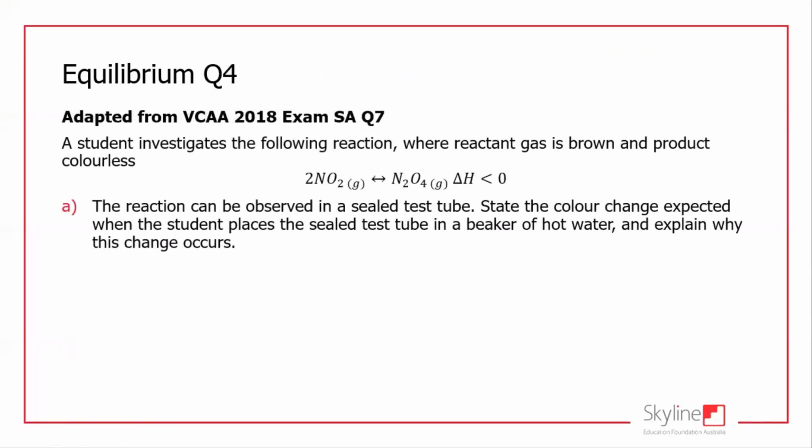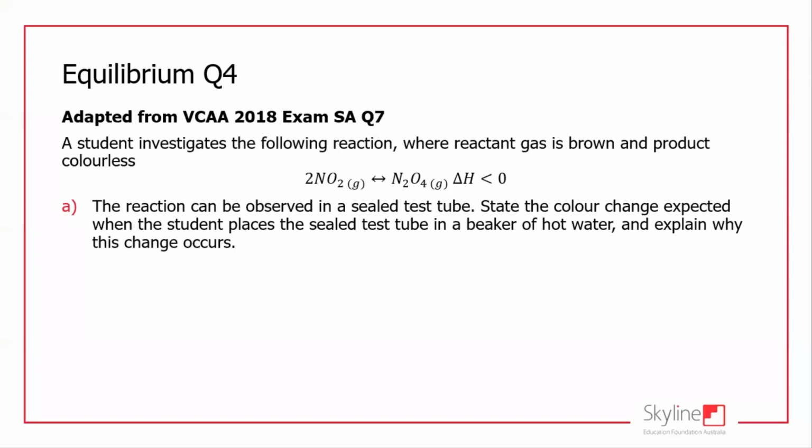Okay, I'm just going to do a quick run through this equilibrium question before we move on to our Q&A, a bit of a break. A student investigates the following reaction where a reactant gas is brown and the product is colorless. The reaction can be observed in a sealed test tube. State the color change expected when the student places a sealed test tube in a beaker of hot water and explain why this change occurs.